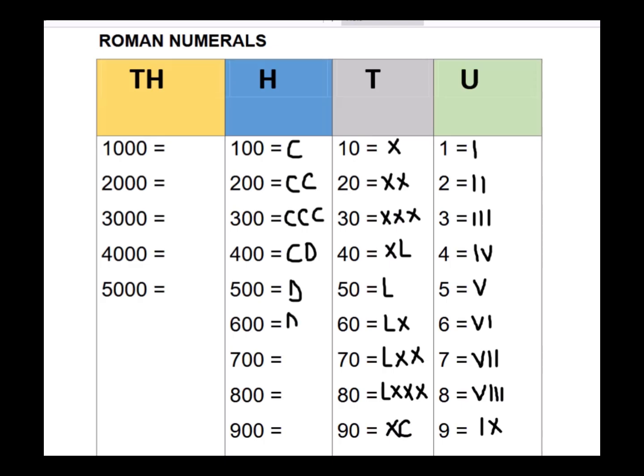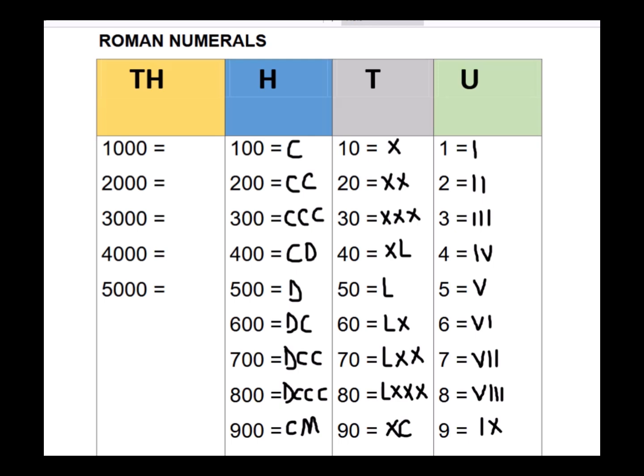600, that's DC. That's 500 plus 100. So 700, 500 plus 200, that's DCC. 800, 500 plus 300, that's DCCC. Then 900, that will give us CM, which is 1000 minus 100. So we go to the thousands place.